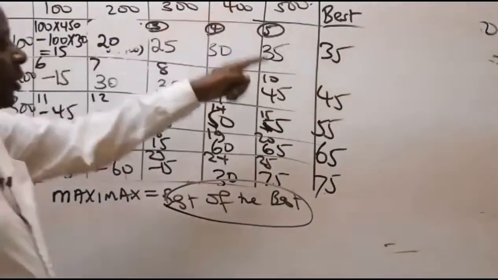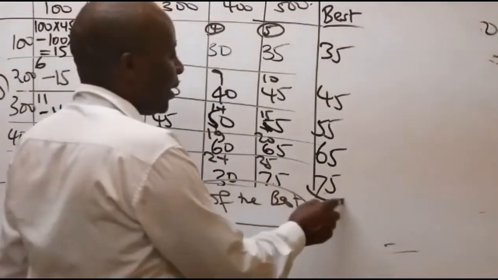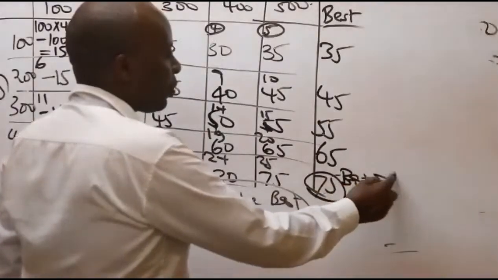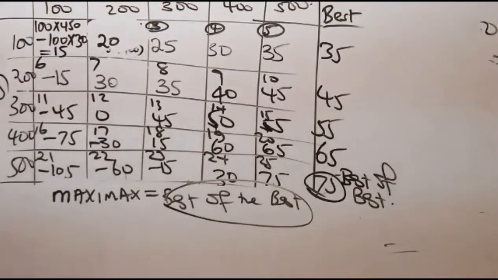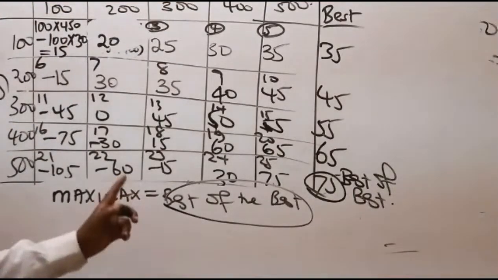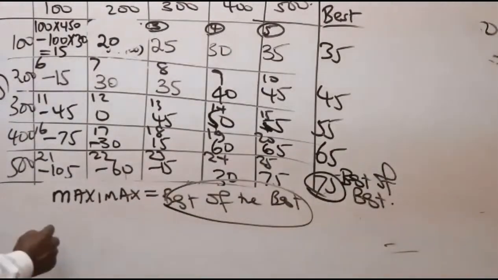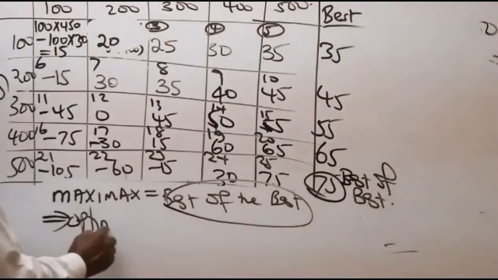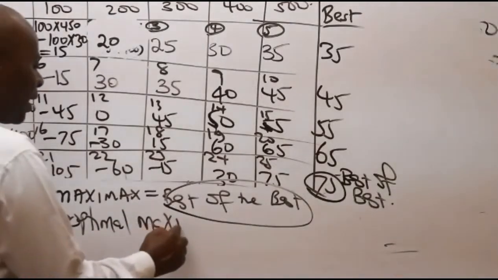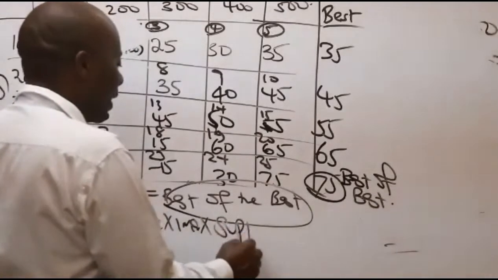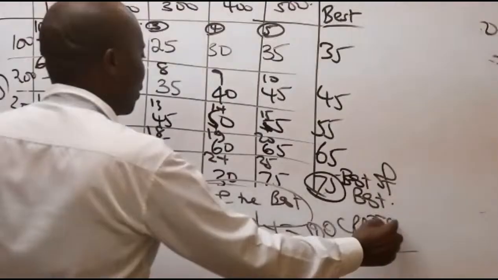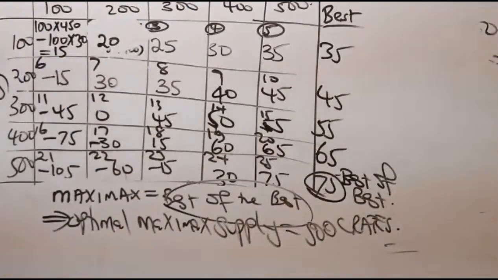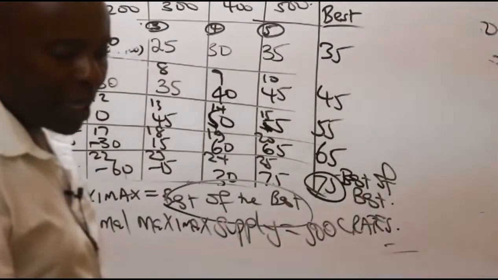Right? So then amongst all these, which one is the best of the best? It is this 75. This is what we call best of the best. And if that is the case, then we are advising these people to supply. So the optimal maximax supply equals 500 crates. That is maximax.